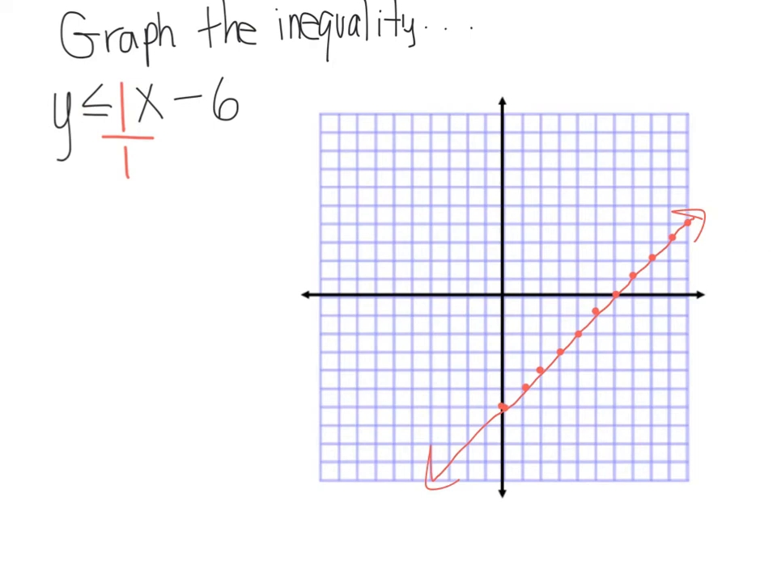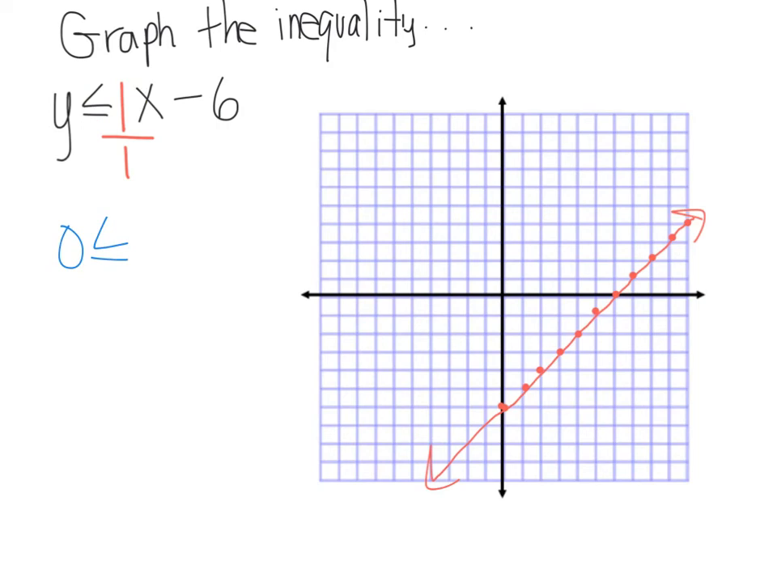Okay, and then finally for an inequality, we do have to shade in one of the sides. So since this is a less than symbol, I am going to shade everything below the line. A second way to determine that is to use a test point. So if I wanted to, I could choose 0, 0, usually the easiest point to choose, and I would test that by plugging it into the inequality.